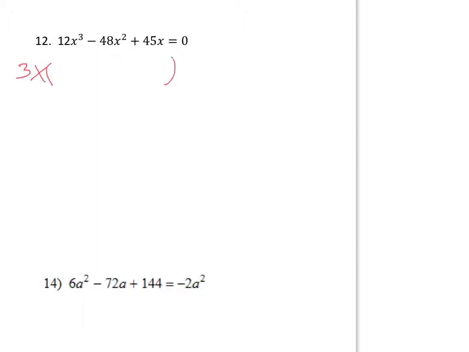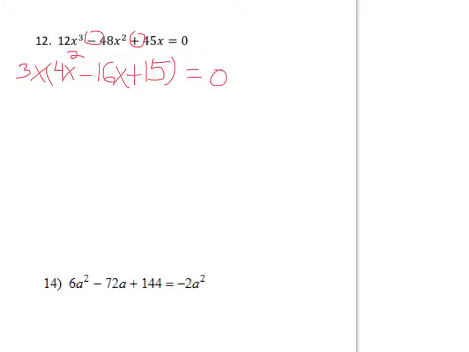I'm going to put my parentheses. Okay, I'm going to line up the minus, line up the plus. Right, and let's see here, 3 goes into 12, 4 times? I'm going to have 4x squared. Let's see here, 3x goes into 48x squared, I believe it's 16x? So that becomes minus 16x. And this 3x goes into 45x, what's it, 15 times? So that's plus 15.